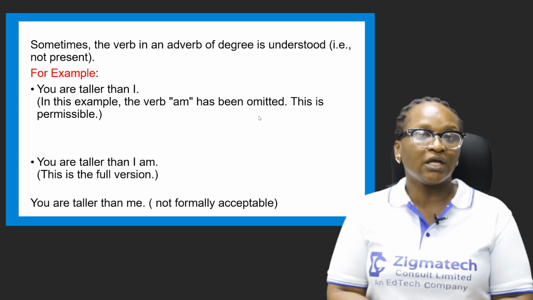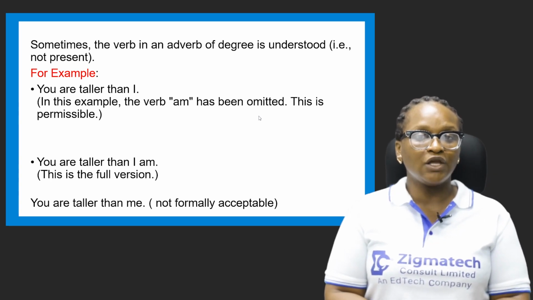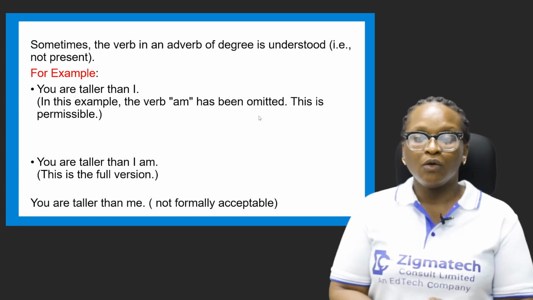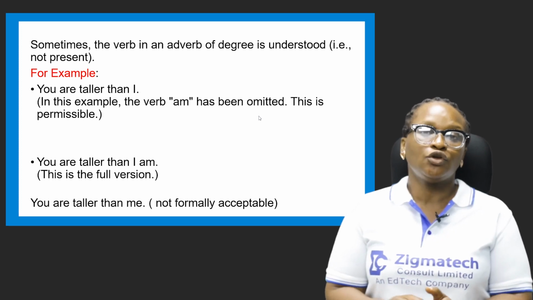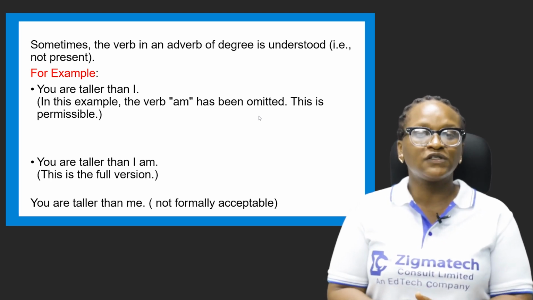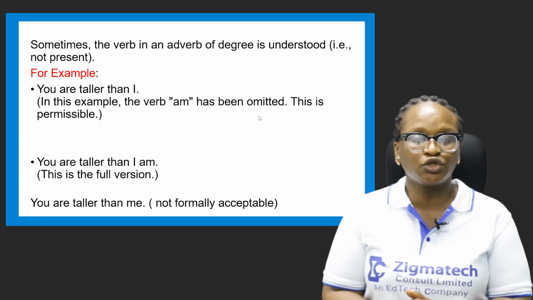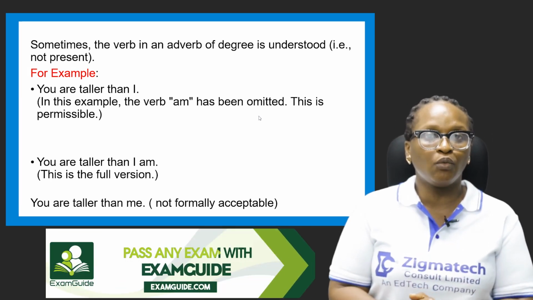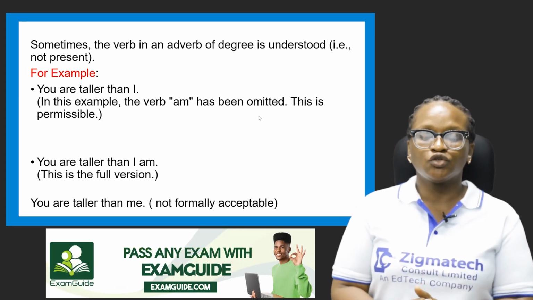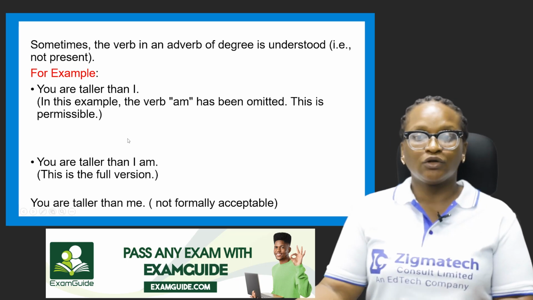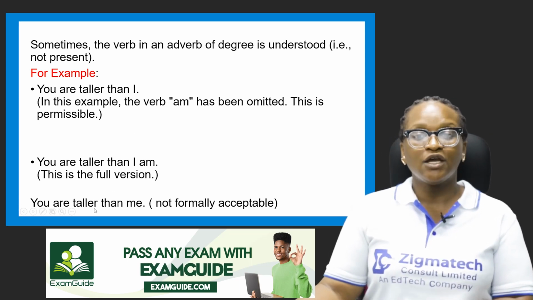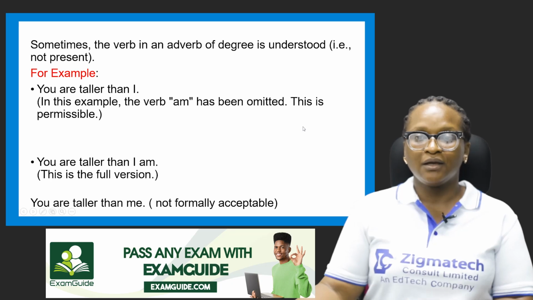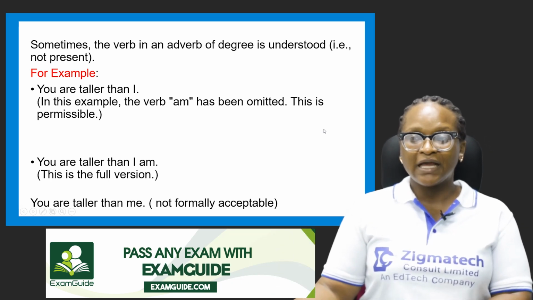That is our spoken English. But when you are writing, remember, once you are in an exam condition, you are in a state of formal examination. So you ought not to use an informal way of writing or speaking. So it should now be "you are taller than I am," or "you are taller than I," not "you are taller than me."